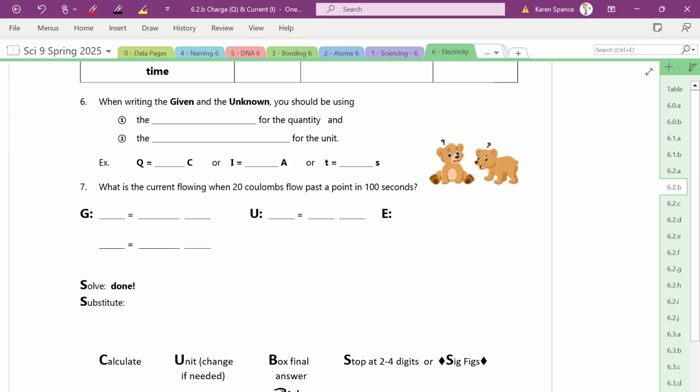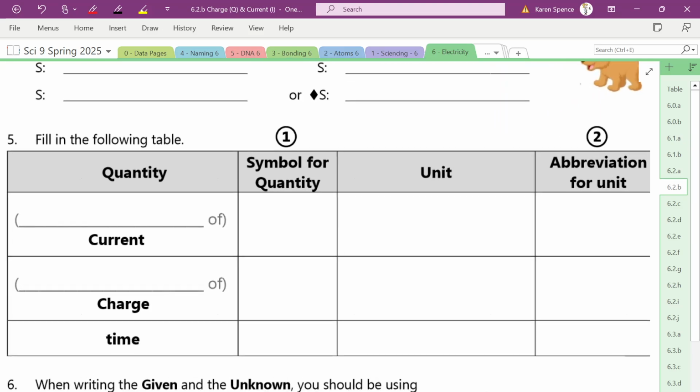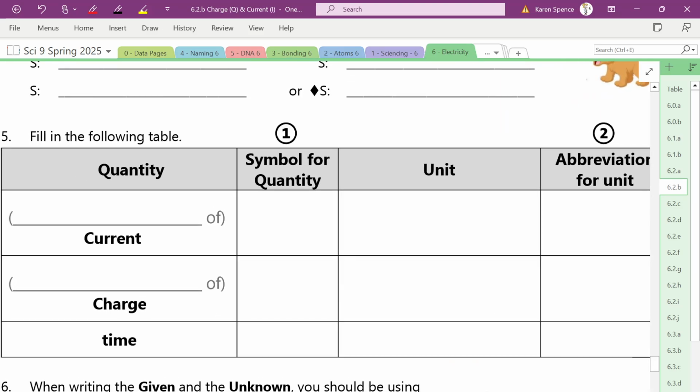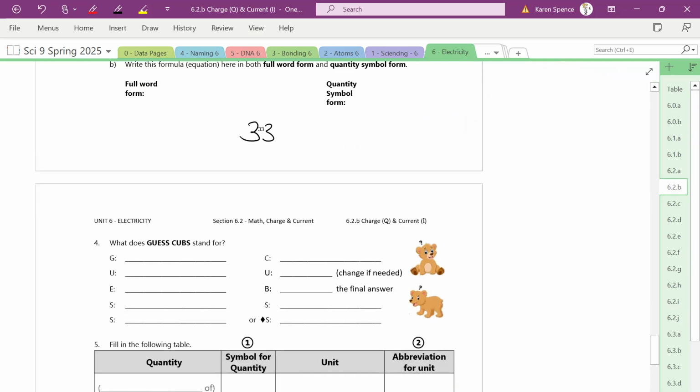The quiz on this will include knowing your quantity, knowing your symbol, knowing your unit, filling those in, but you'll have your purple sheet if you want it. And it will include doing GUESS cubes without the solve. So for now, you guys are going to work on pages 33 and 34, the 6.2b exercises.